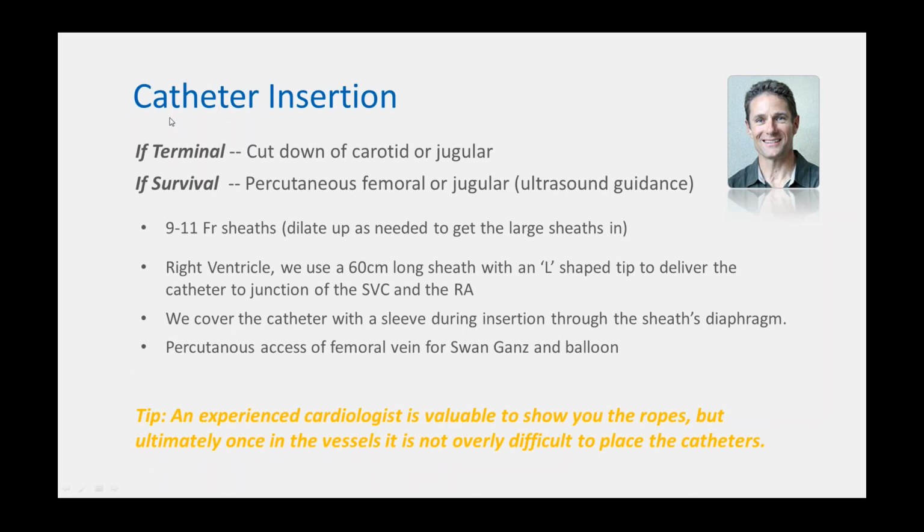So the next question is, you've got your pig, your large animal down, how are you going to get the catheter in place? If it's terminal, we normally do a cut down of the jugular or the carotid simply because that's fast. We find that the carotid approach, particularly for the left ventricle, is the easiest and the quickest. If it's survival, we always use percutaneous access because it's so much easier on the animal.